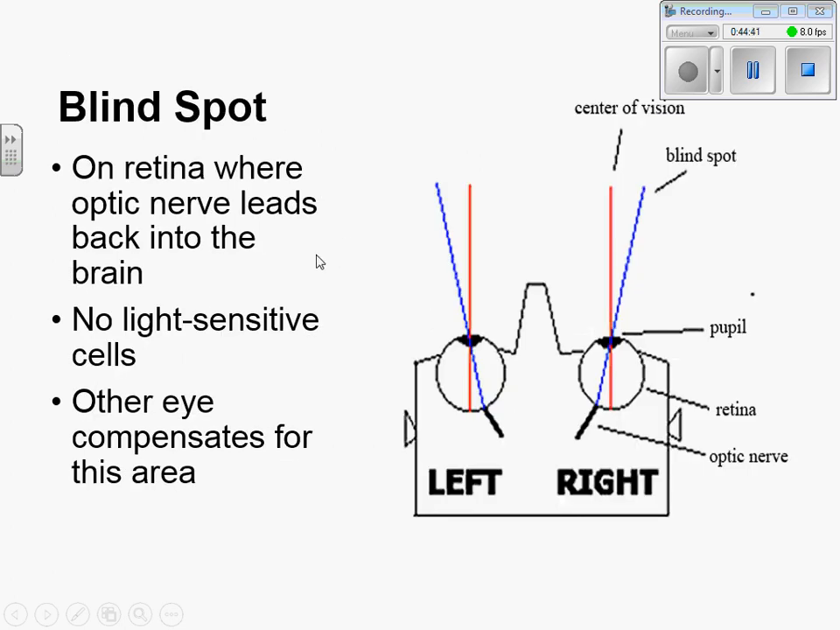The blind spot doesn't have any of those. It doesn't have rods, doesn't have cones. And usually the other eye will compensate for the blind spot. So that's why you can actually prove it's there by covering one eye, because the rest of the time your brain's creating an image from both eyes.